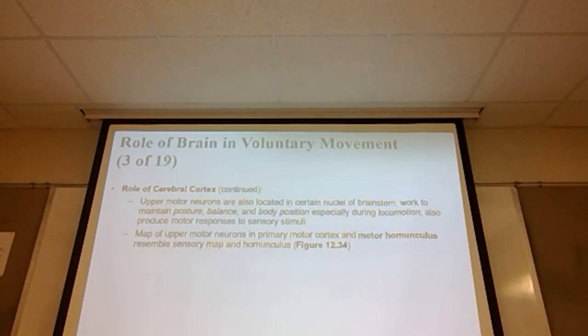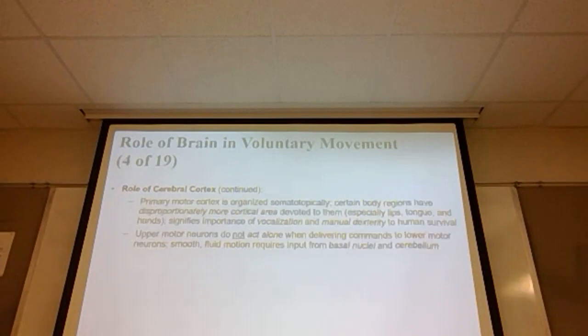The map of the upper motor neurons in the primary motor cortex, the motor homunculus, resembles the sensory map. Homunculus, remember that picture from a previous video of the guy with the great big head and the great big hands? The primary motor cortex is organized somatotopically, where certain body regions have disproportionately more cortical area devoted to them, again especially the lips, tongue, and hands, which signifies the importance of vocalization and manual dexterity to human survival. Again, other animals will have a different map.